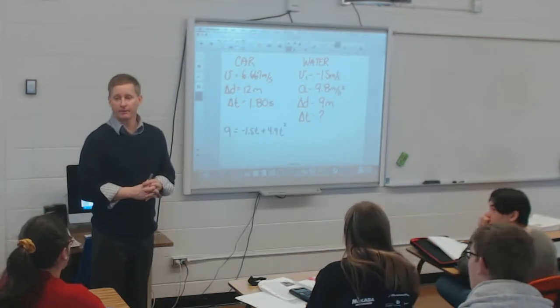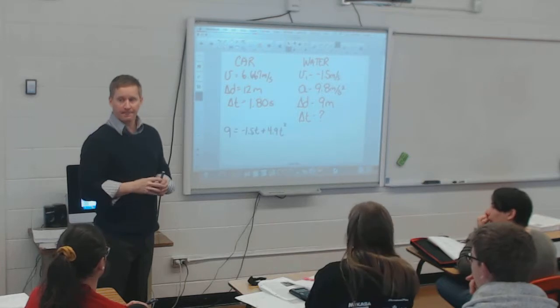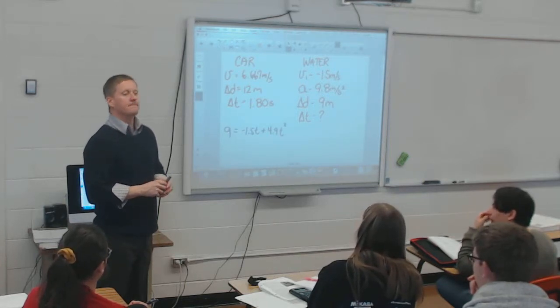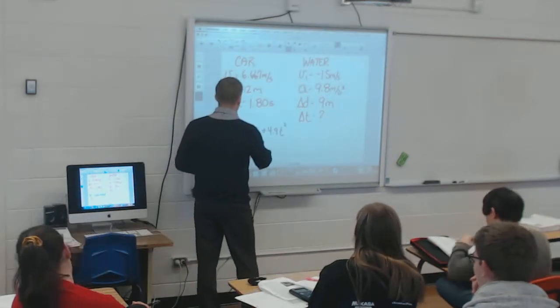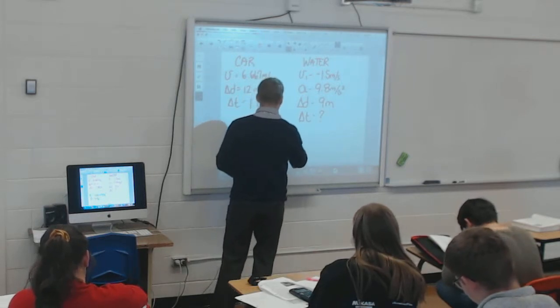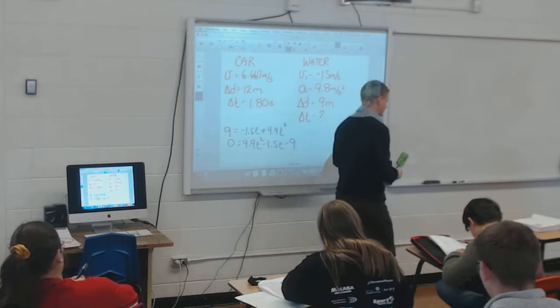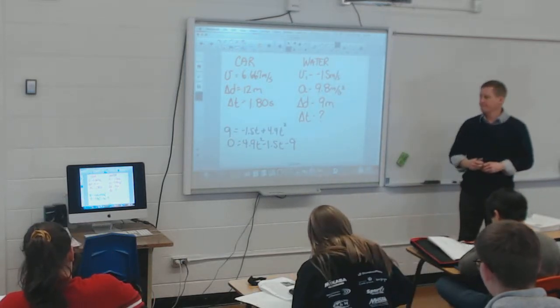I'm going to have to factor it, but before I factor it, what do I have to do? Greatest common factor. Get rid of the negative, or make it equal to 0. So I've got 0 equals 4.9 t squared minus 1.5 t subtract 9.